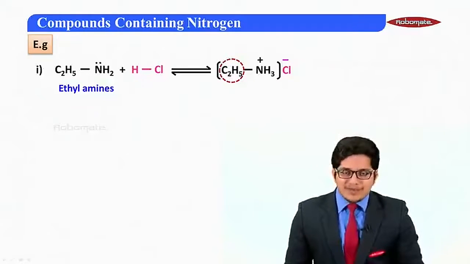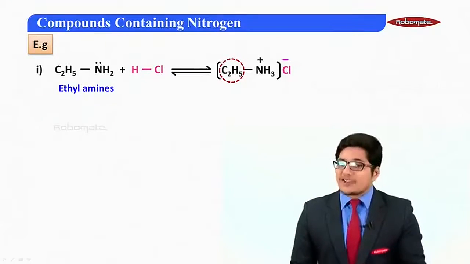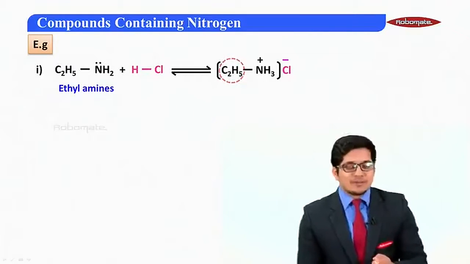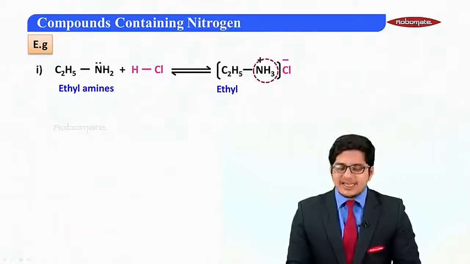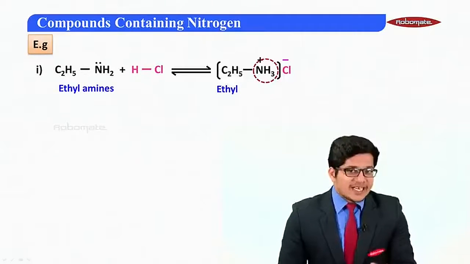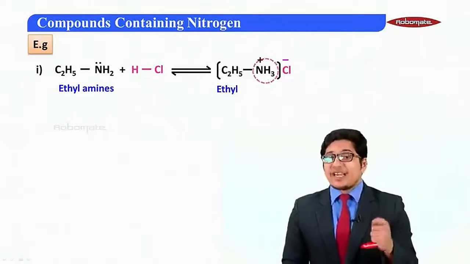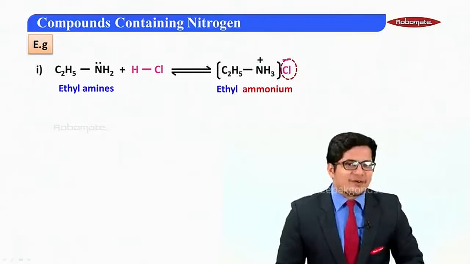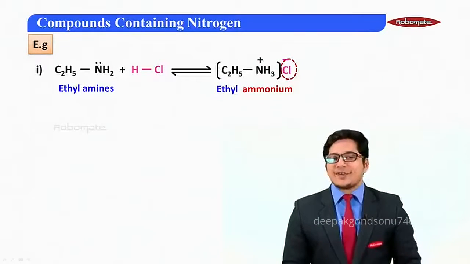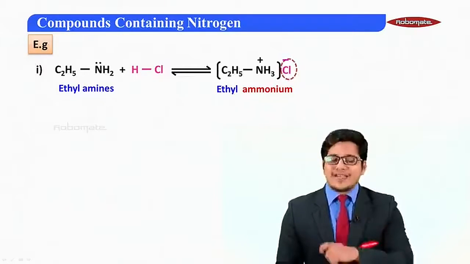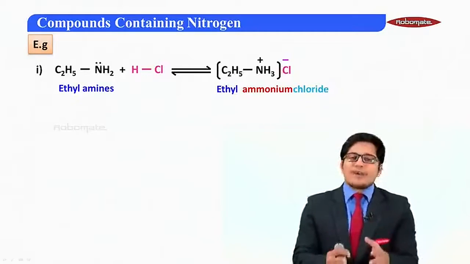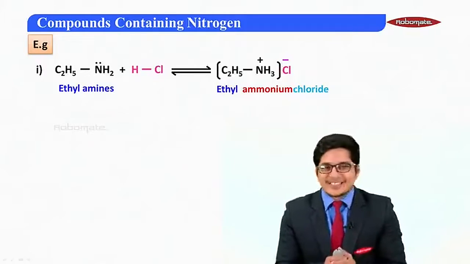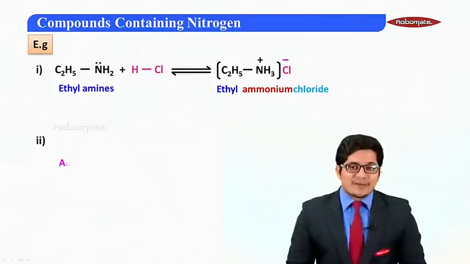Now, does our product consist of an ethyl group? Yes, so we write ethyl. Does it consist of NH3? Yes, an ammonium group, so we write ammonium. Does it consist of chlorine? Yes, so we write chloride. So what would be the name of the product? It is ethyl ammonium chloride.